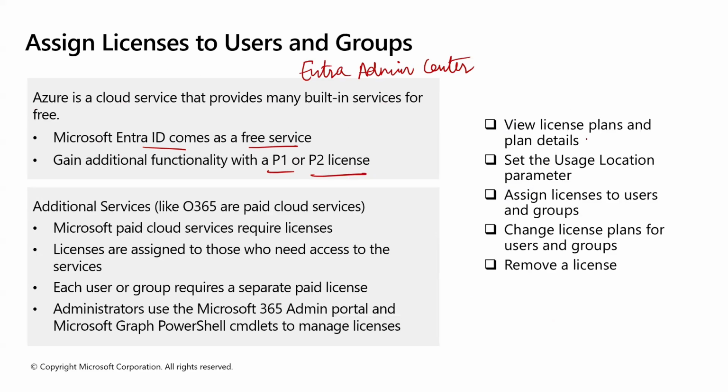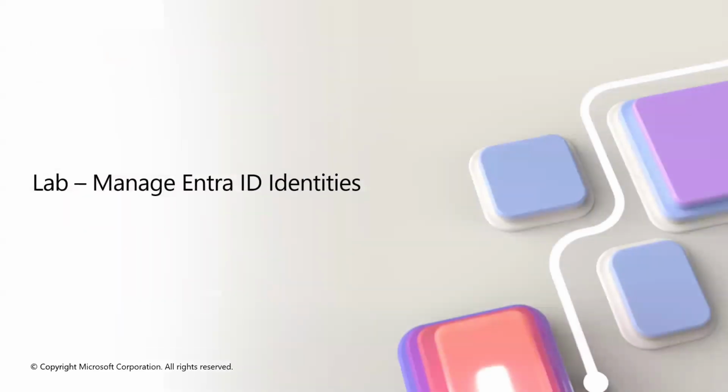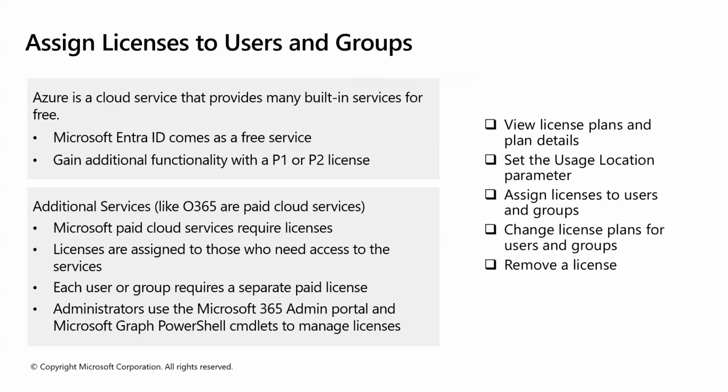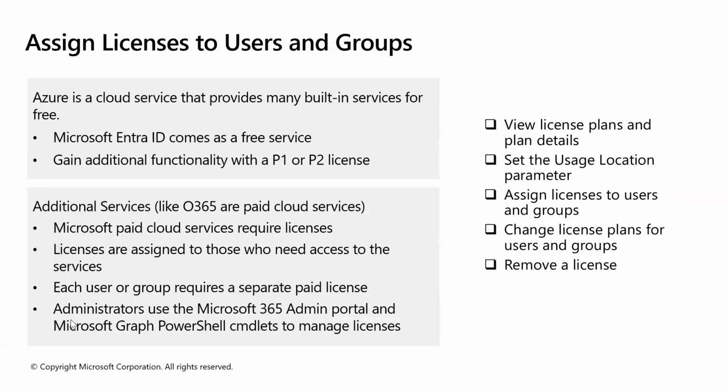We can view license plans and details. We can set the usage location parameter. We can assign licenses to users and groups. We can even change license plans for users and groups, and we can even remove a license for anyone. So all these functionalities are there in the Entra Admin Center. With that, we are typically done with this module, creating and configuring users and groups and all these settings.